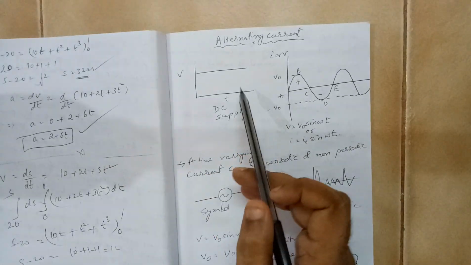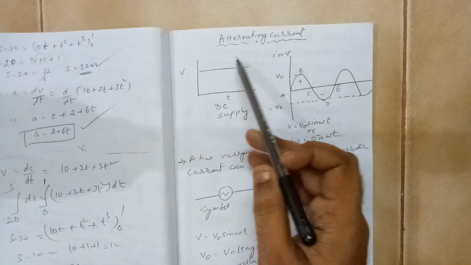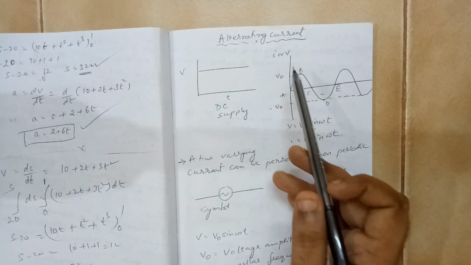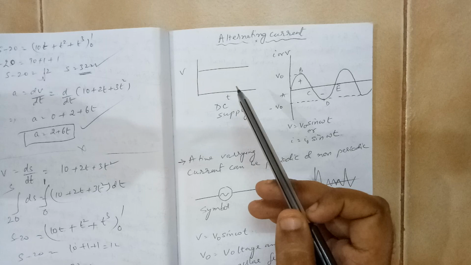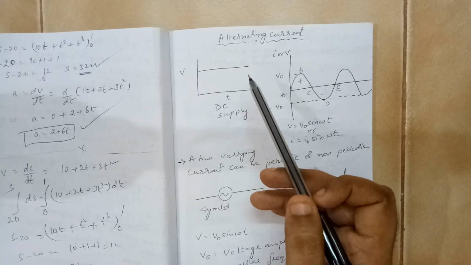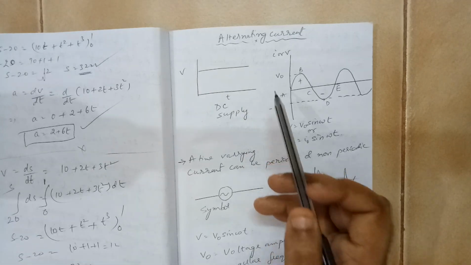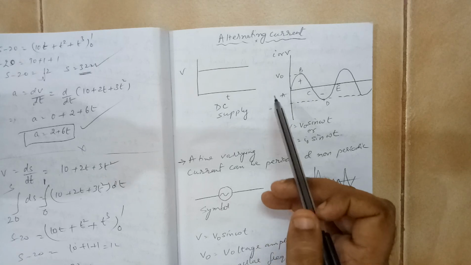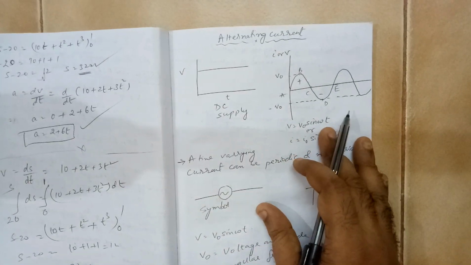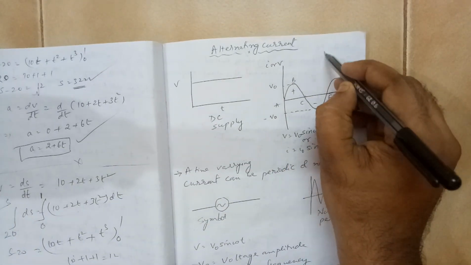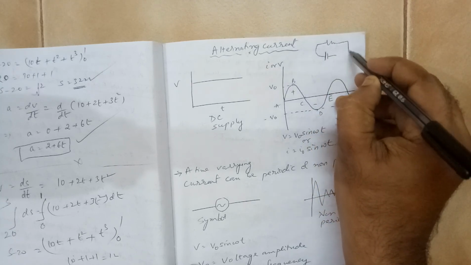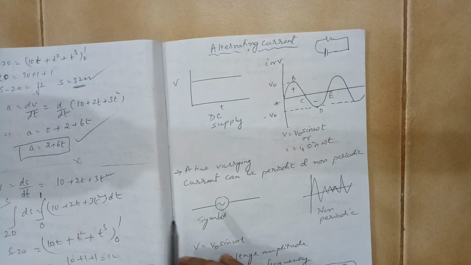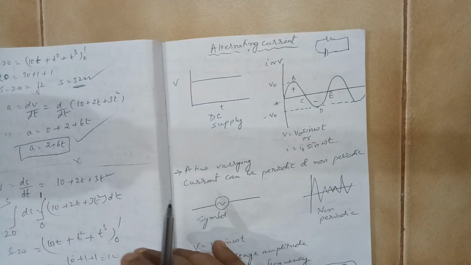Dear students, let us talk about alternating current, or in short form AC. Till now we have studied about DC, direct current. In DC, how is the circuit? Basically, you have a battery, you connect it with a resistor. This is the simplest form of a DC circuit.